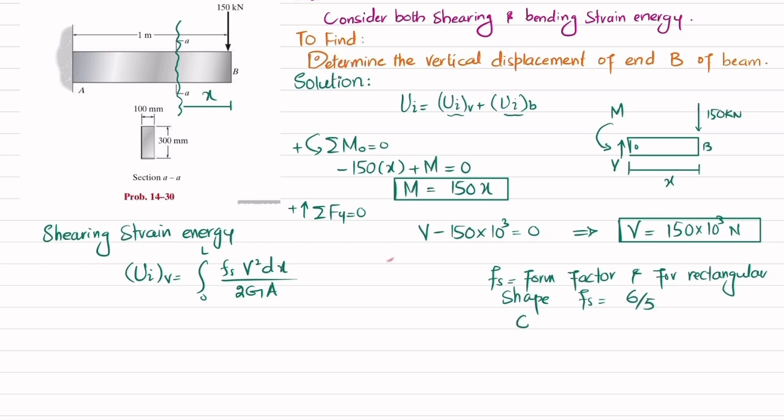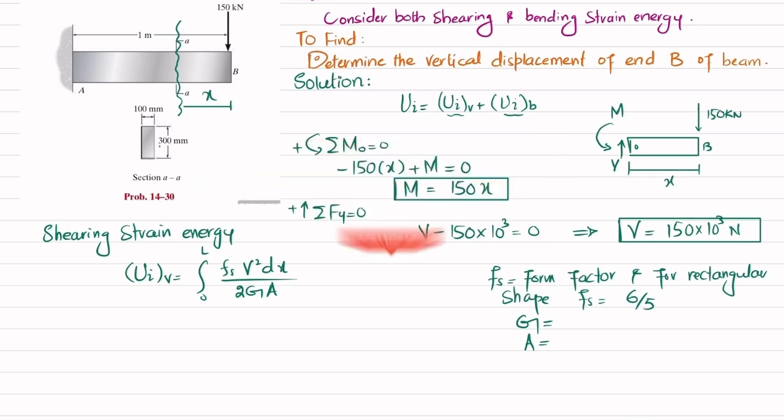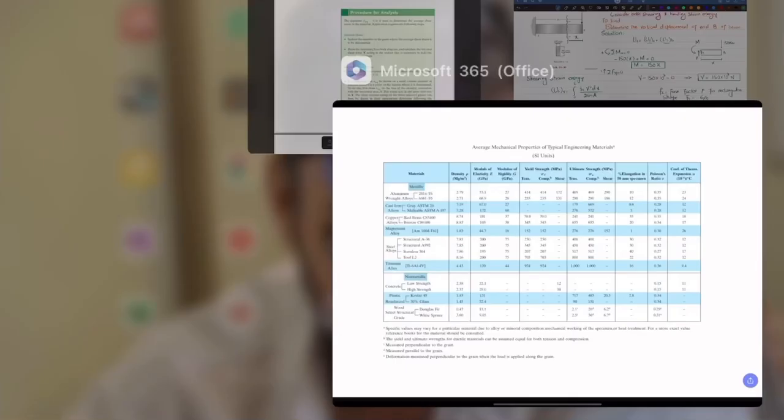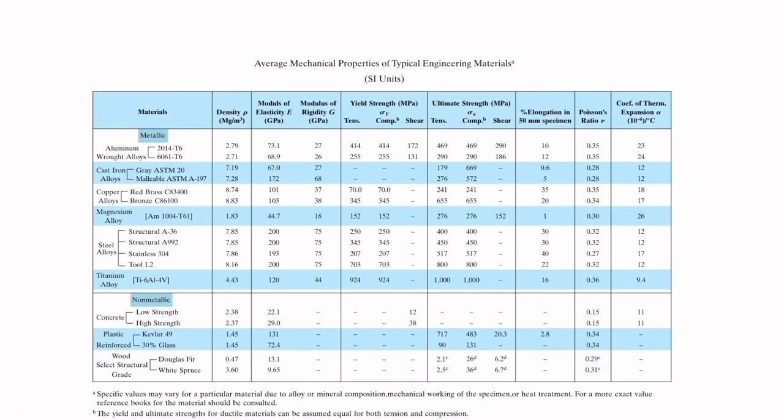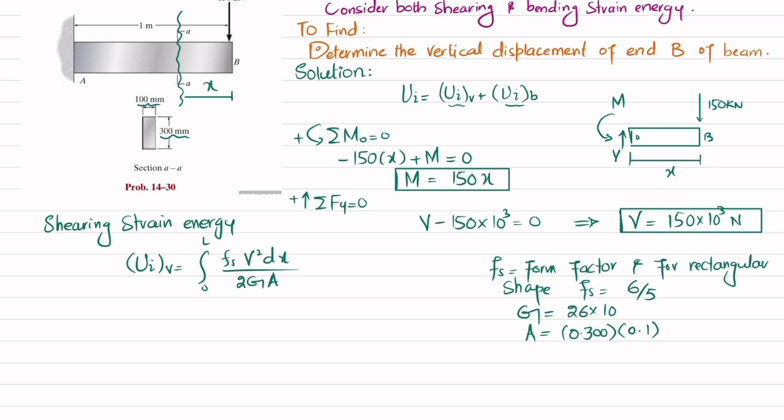And what about G? G is the modulus of rigidity. We'll find it from the property table, and A is the area. You can see the height is 300 and width is 100. So 300 in meter is 0.300 and width is 0.1, so this will be the area. Now for G we'll go to the property table, and for 6061 T6, G is 26 gigapascal. So we'll write the value 26 into 10 to the power 9 Pascal.